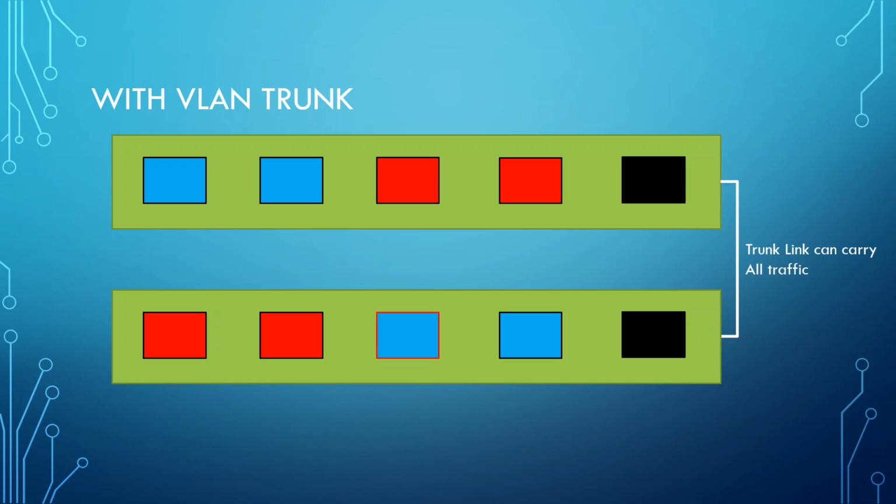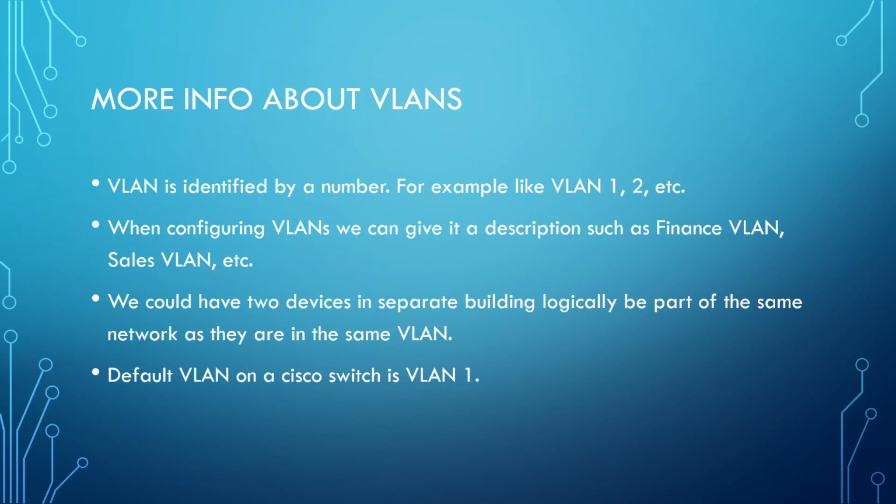As an example, if a device in the blue VLAN over here wants to communicate with a device in the blue VLAN over here, before this switch sends that Ethernet frame over that trunk link, it will attach a VLAN tag to tell the receiving switch this frame belongs to the blue VLAN. This makes sure that when the switch receives this frame, it will only send that frame to devices in that blue VLAN. So let's have a look at more info about VLANs.